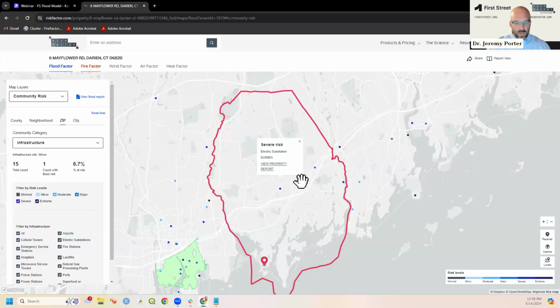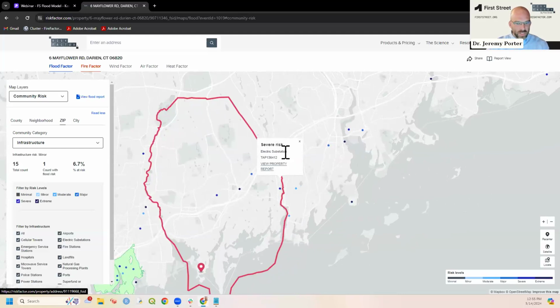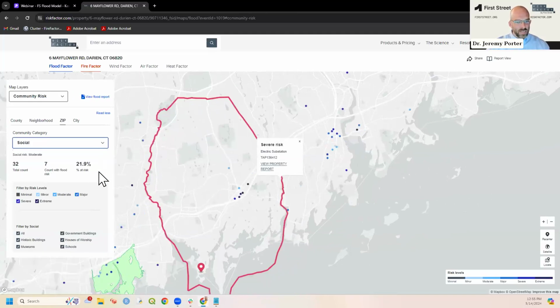And you can see there's a few of these. Here, there's an emergency service station, a fire department that has extreme risk. There's a couple, if I recall, there's a couple electric substations in this area that have severe risk, but all of this is important in terms of understanding the community risk.